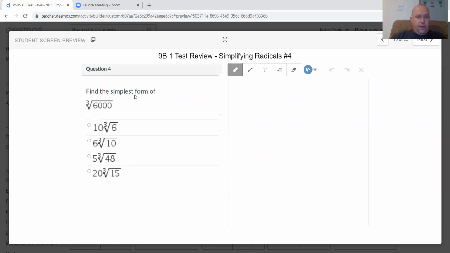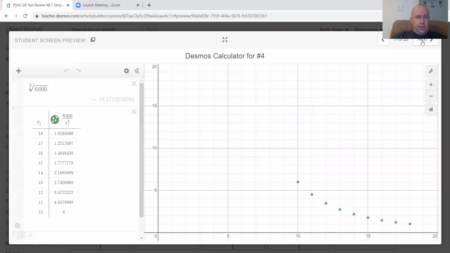Okay, question 4, find the simplest form of the cube root of 6,000. So this one really is just going to be straight away onto my table. Type in the question first. Didn't get a whole number, so I'm going to do 6,000. This time, though, not divided by x1 squared. As this is a cube root, I'm going to divide by x1 cubed. Starting from 18 and just going downwards until I get my two whole numbers.